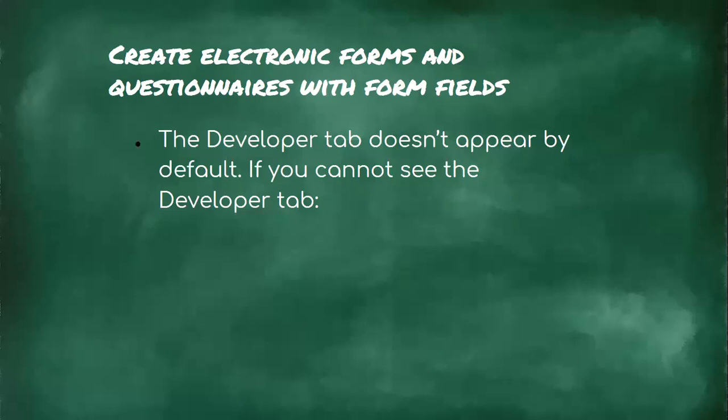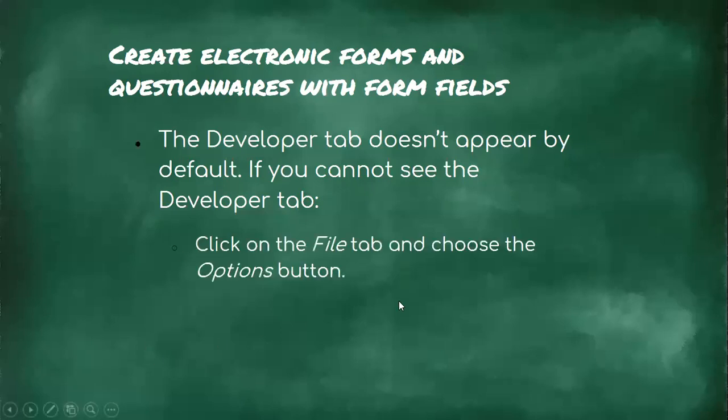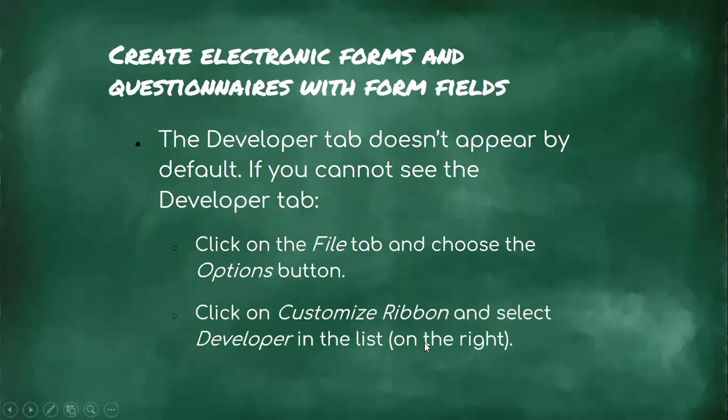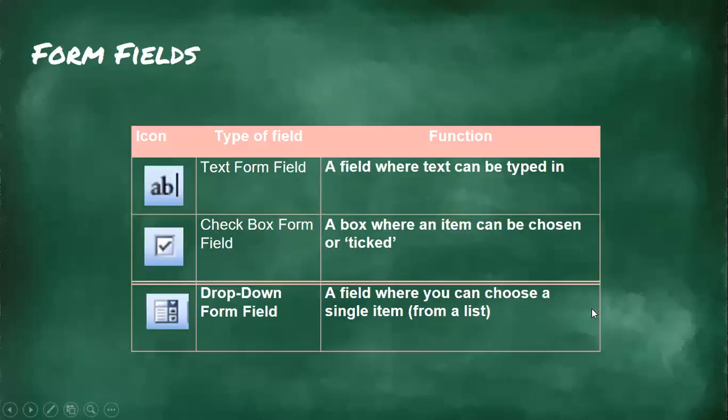Developer tab doesn't appear by default. If you can't see it, like I've shown you already, click on the File tab and choose the Options button. Click on Customize Ribbon, select the Developer tab on the list. Then from there, you click OK.